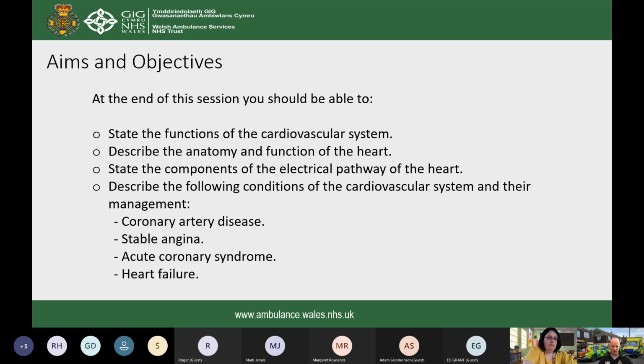And that is just a bit of extra, really. There's not much we can do pre-hospitally about it, but it's good to know what is going on with your heart failure patients.